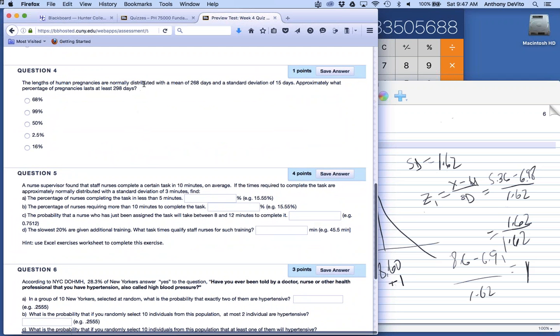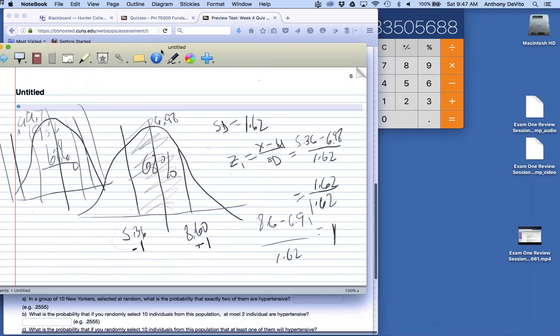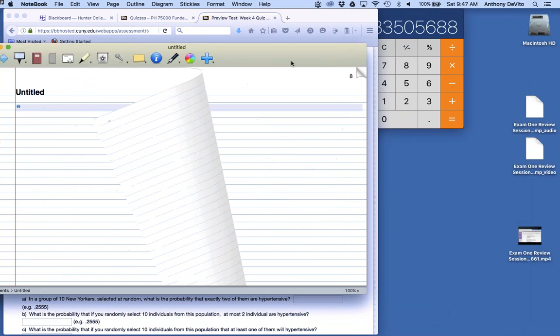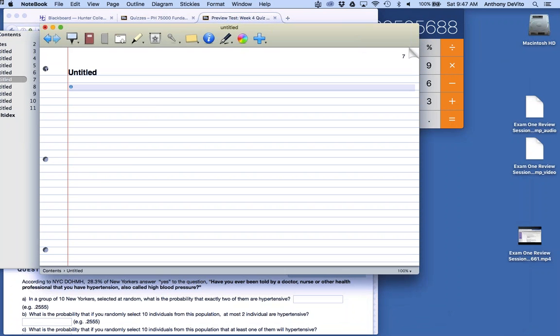The lengths of human pregnancies are normally distributed with a mean of 268 days and a standard deviation of 15 days. Approximately what percentage of pregnancies last at least 298 days? So in other words, that's another way of saying 298 days or more, right? Knowing that, we'll make a little sketch. And again, it always helps. You could literally try and solve this easily without using a sketch. A lot of you probably are perfectly comfortable with that, right? But I think maybe I'll give it a try with a sketch.